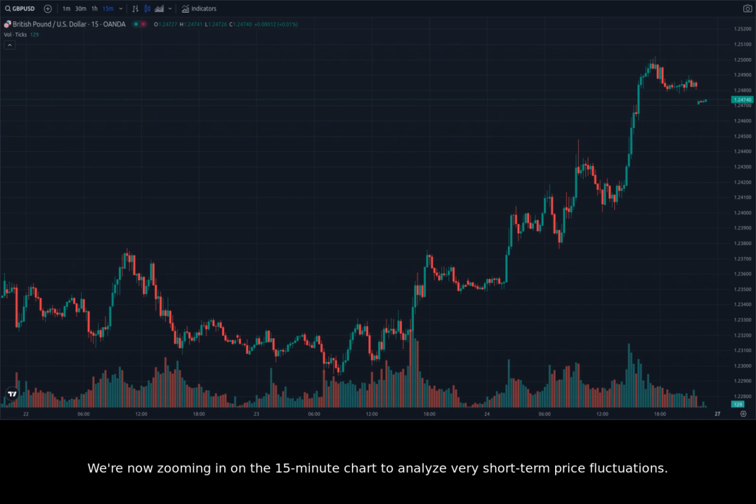We're now zooming in on the 15-minute chart to analyze very short-term price fluctuations. We can pinpoint price swings within the last hour on this chart. Here, the price action shows more short-term volatility compared to the other time frames. We're seeing quick price reversals on the 15-minute chart. We must be careful here.